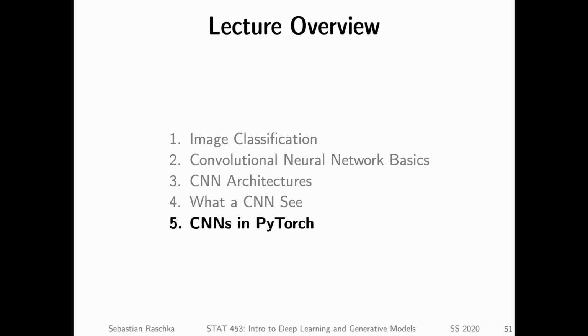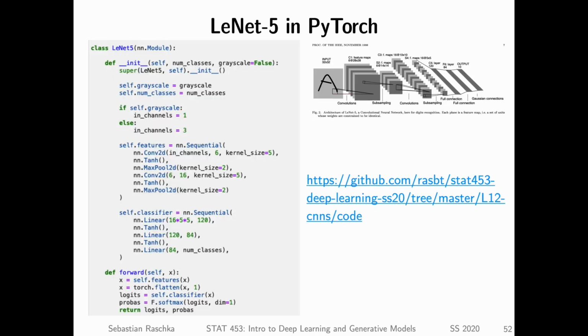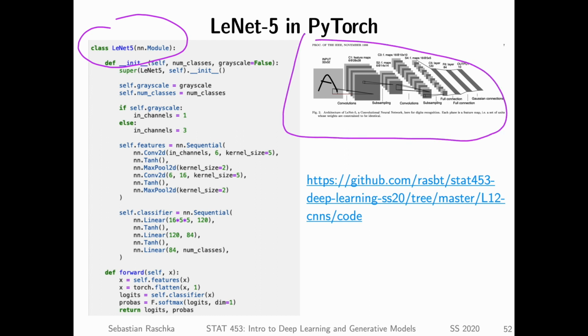Okay, the last part is CNNs in PyTorch. PyTorch is such a nice library. CNNs in PyTorch are not too complicated. It's very similar to the multi-layer perceptrons that we implemented before. Here I implemented the LeNet-5 architecture, which is the one that I showed you early in this lecture. The init part, or the definition setup part, is very similar to what we have seen before in the multi-layer perceptrons. The interesting part happens here.